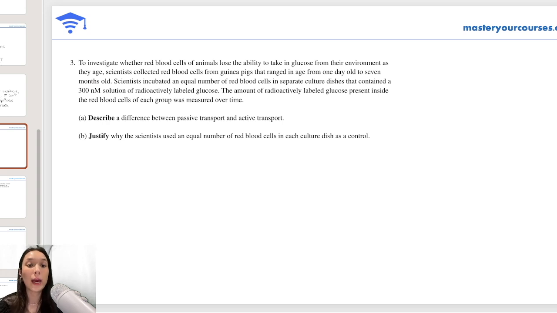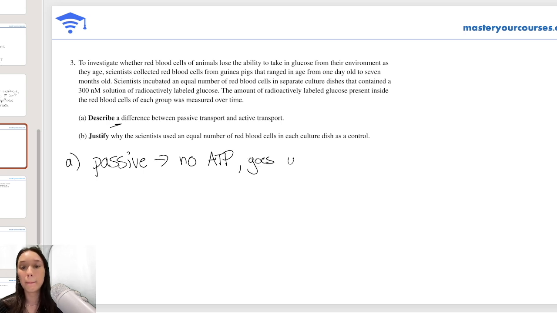Okay, so A is a pretty straightforward question. It's just asking you to describe a difference between passive and active transport. Now, it's asking you for a singular difference. There's a couple different options that you could say for these ones. So I'll put down the two that I thought of. So passive transport, the most obvious one is that it requires no ATP. You can say it requires no ATP, it's spontaneous, no energy input, anything like that. And since it doesn't require any ATP, it is going with the concentration gradient. So it goes with the concentration gradient.